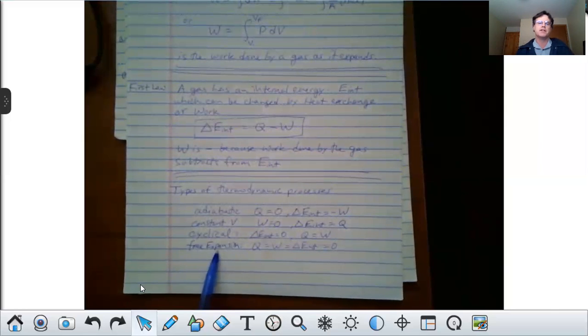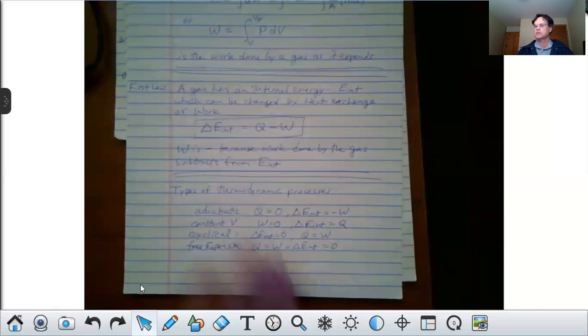Now you can also have a free expansion, which means you could let a gas out of a container and it doesn't push against anything. In that case, there's no force, there's no work. You're not exchanging heat. You're just letting the gas expand. So everything equals 0 in that case.